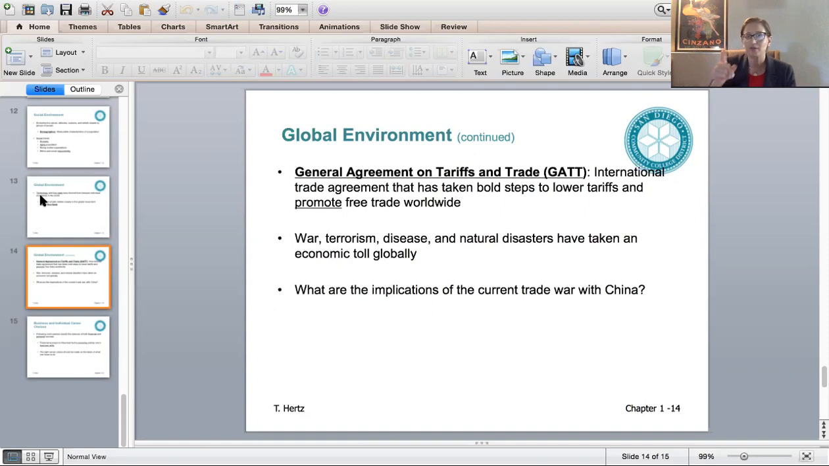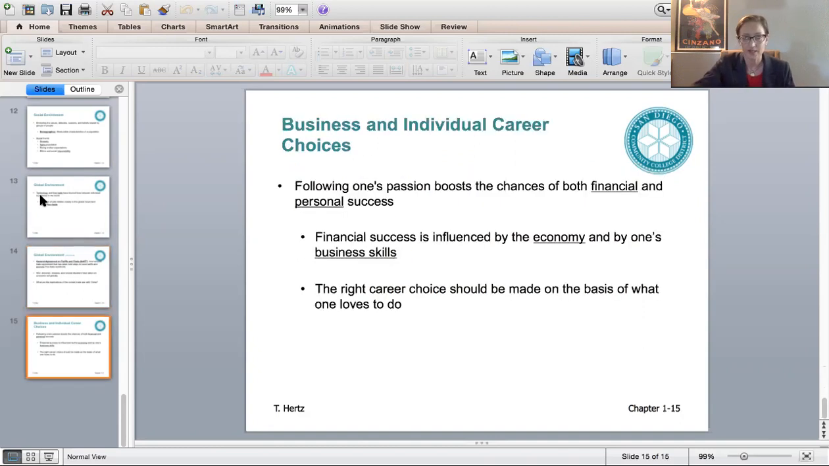I gave you an assignment in Canvas, in the Canvas system. So some of you, look at your assignments. I have an assignment on global trade, on trade wars. I really want you to understand how things like a trade war can actually have an impact on our economy here, the way that we do business here in the United States.